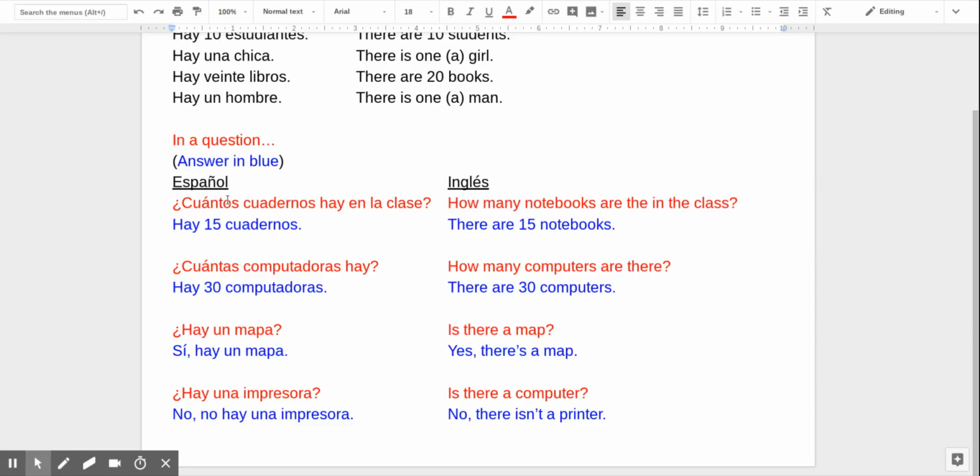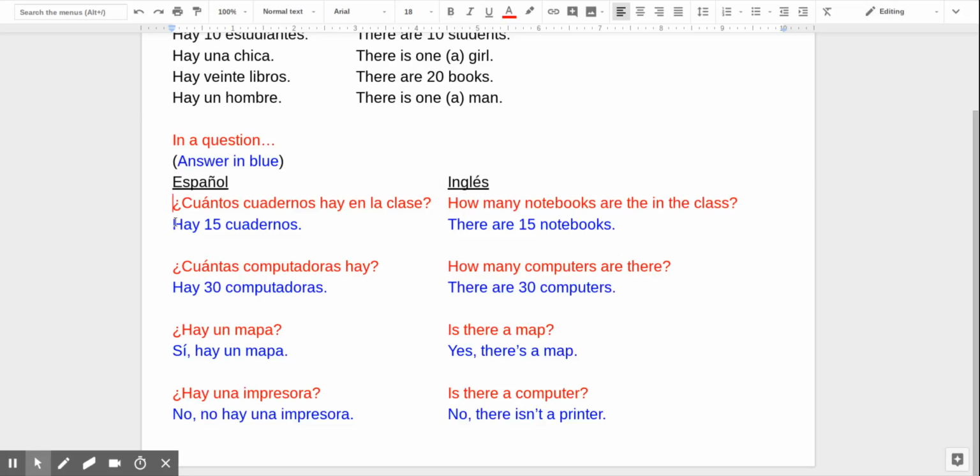It says cuántas instead of cuántos, and the reason is because this word has to follow the gender of the noun that it precedes. So cuadernos is a masculine plural noun, so this has to be masculine and plural with the os. And then down here, computadoras is a feminine plural noun, so this has to also be feminine plural. Anyway, the question would read, ¿Cuántos cuadernos hay en la clase? How many notebooks are there in the class?